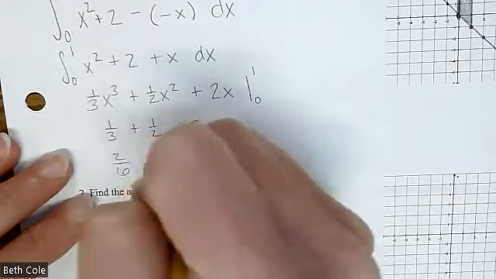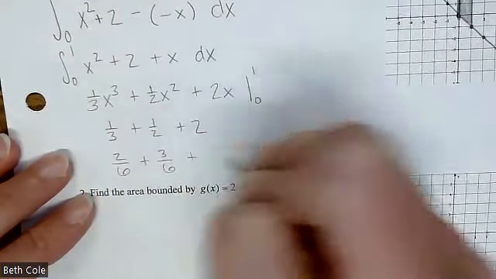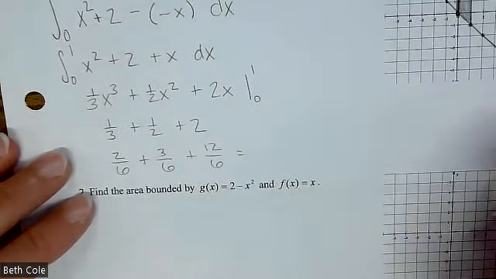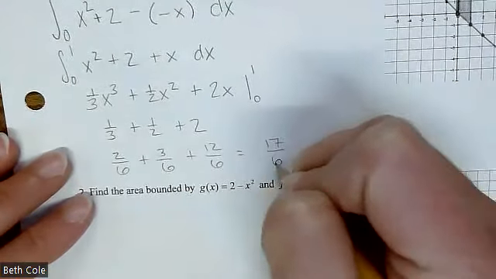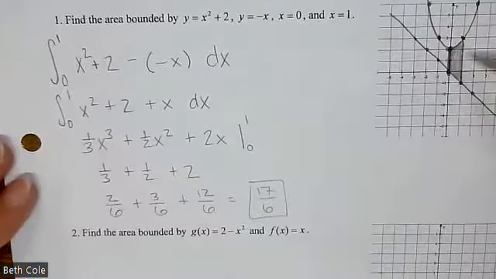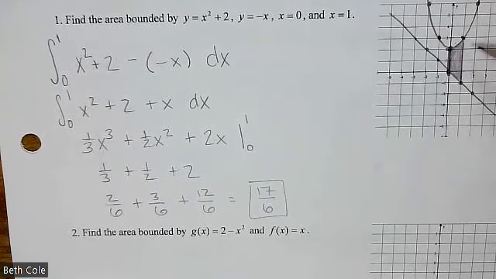It would be 2/6 plus 3/6 plus 12/6. Good, perfect. And then you just add it all up. What is that, 17/6? Beautiful. Which is the area of this little guy. Cool, neat. Let's try it again.